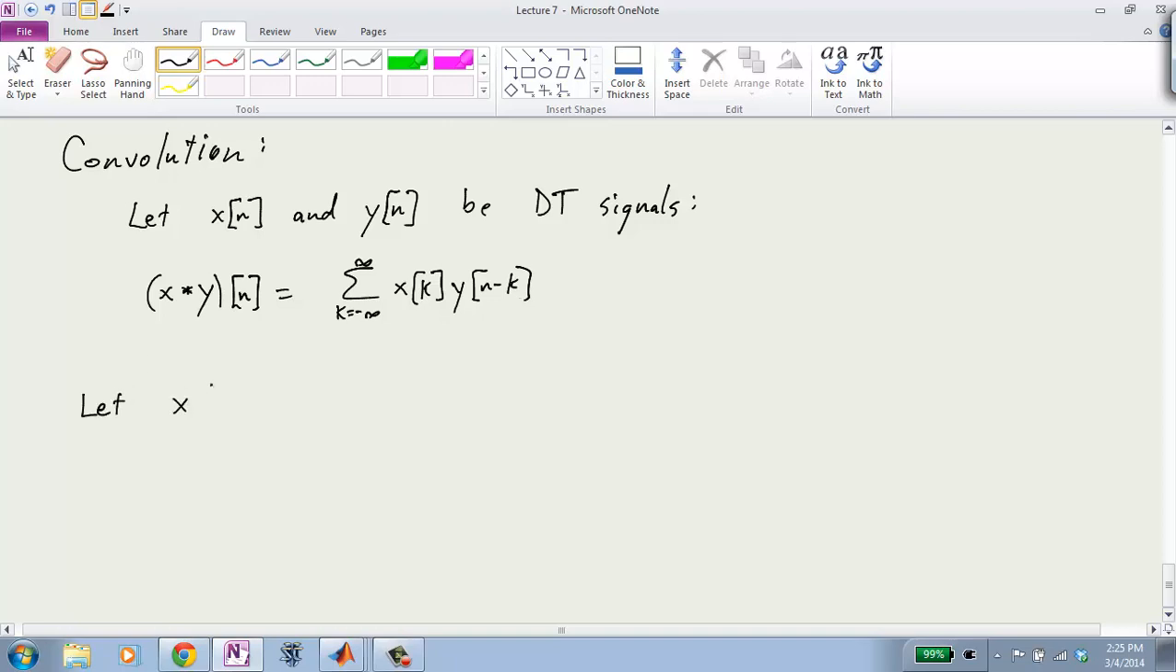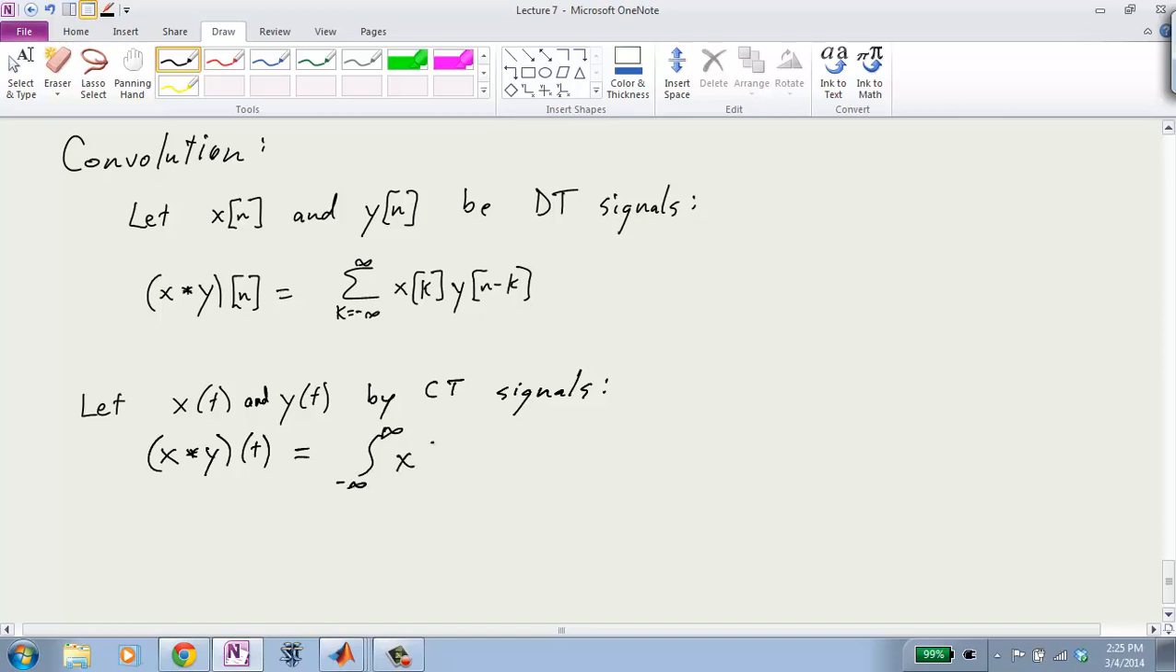Now we'll define a continuous time analogy to this. Let x of t and y of t be continuous time signals. Then we say that the convolution between x and y is a continuous time signal, and it is simply the integral of x of tau, y of t minus tau, d tau. I probably curled my taus wrong. Oh well, for consistency, I will do it like I usually do.